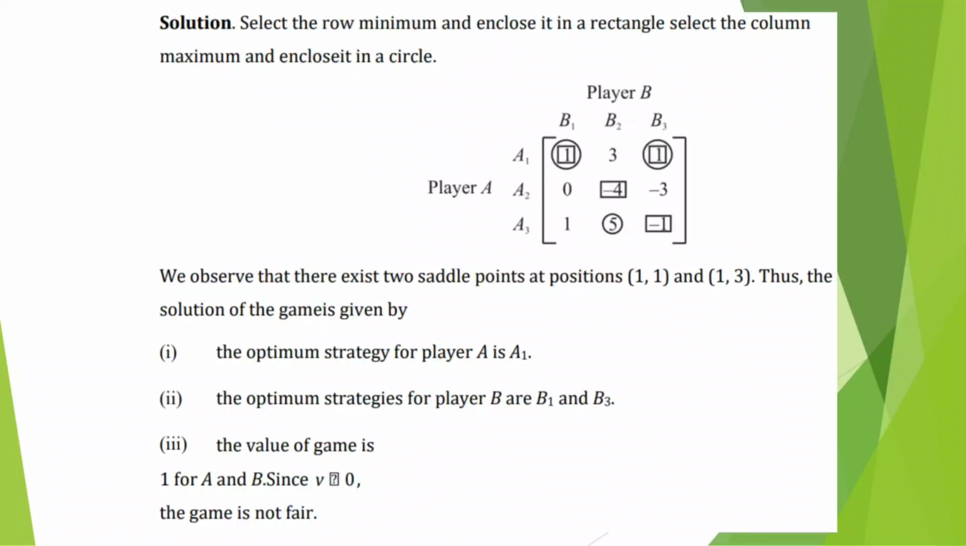So from this, we observe that there are two saddle points at positions 1,1 and 1,3. Thus the solution of the game is given by the optimum strategy for player A is A1 and the optimum strategy for player B are B1 and B3. So here the value of the game is 1 for A and B. So also we have V value is not equal to 0. Since it is 1, it is not equal to 0 and the game is said to be unfair.